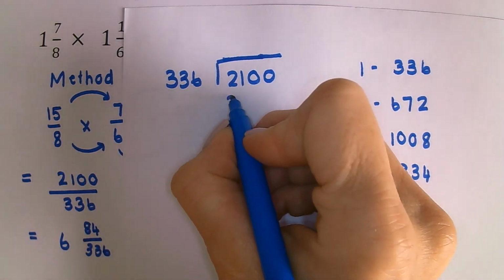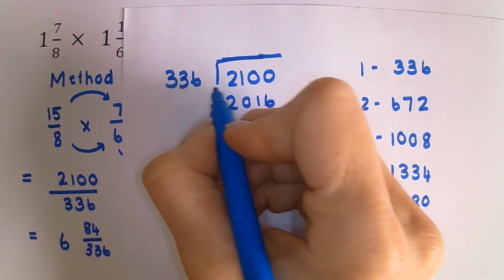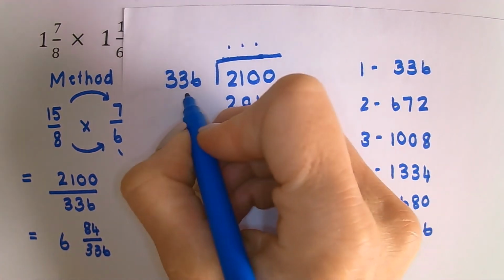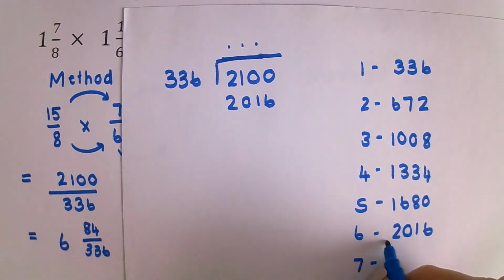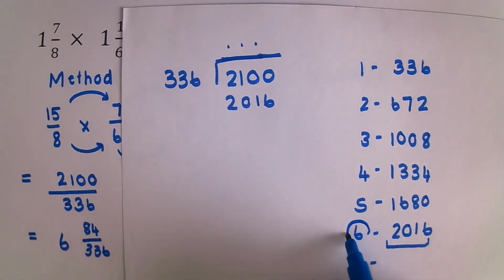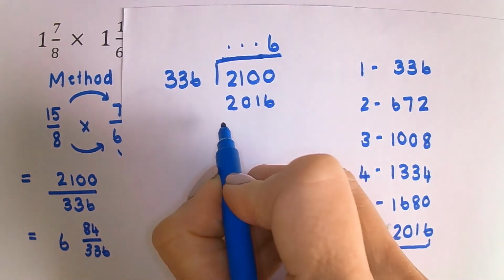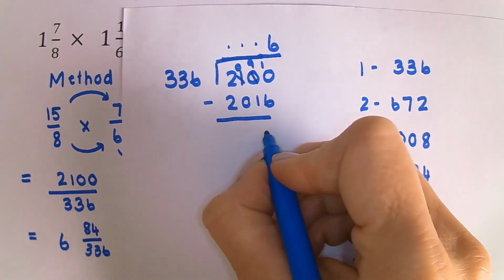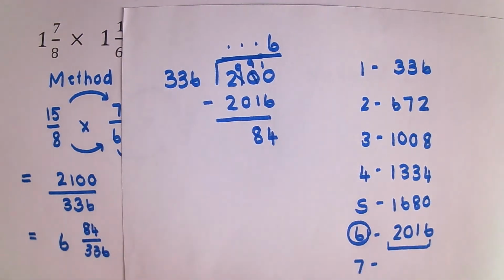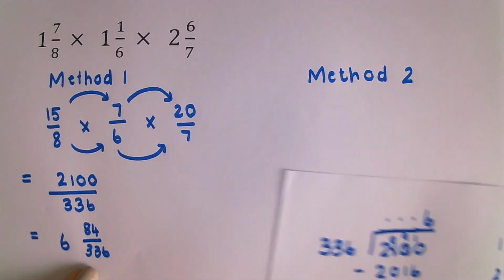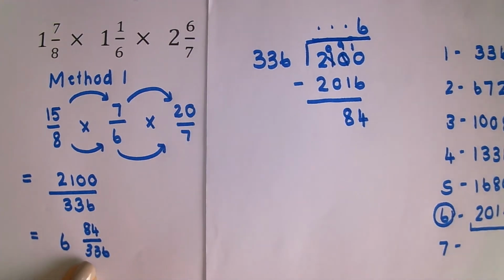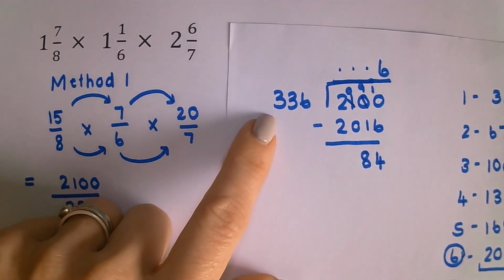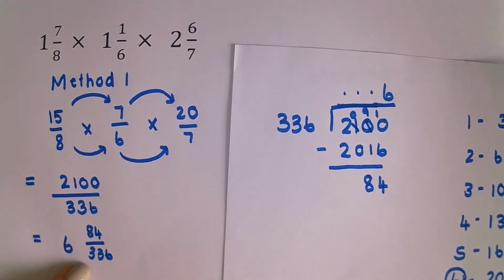So here you've got 2016. I know 336 can't go into 2. It can't go into 21. It can't go into 210, but it can go into 2100, and it can go in 6 times. So we're going to have a 6 there. What do we do now? We subtract, and you will see that you've got 84 over 336. So that's where the 84 comes from. The 84 is what's left over. It's almost like your remainder, and we're going to put it over the divisor. So that's what's left over.